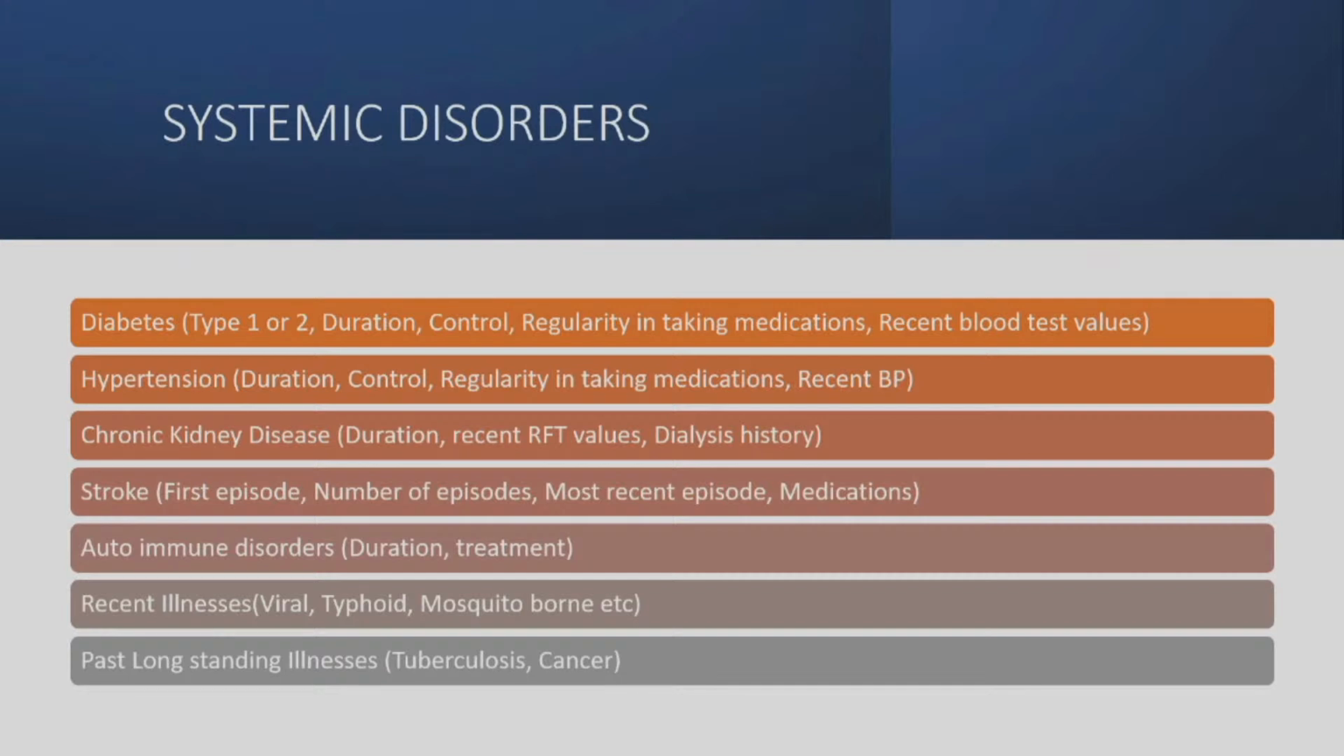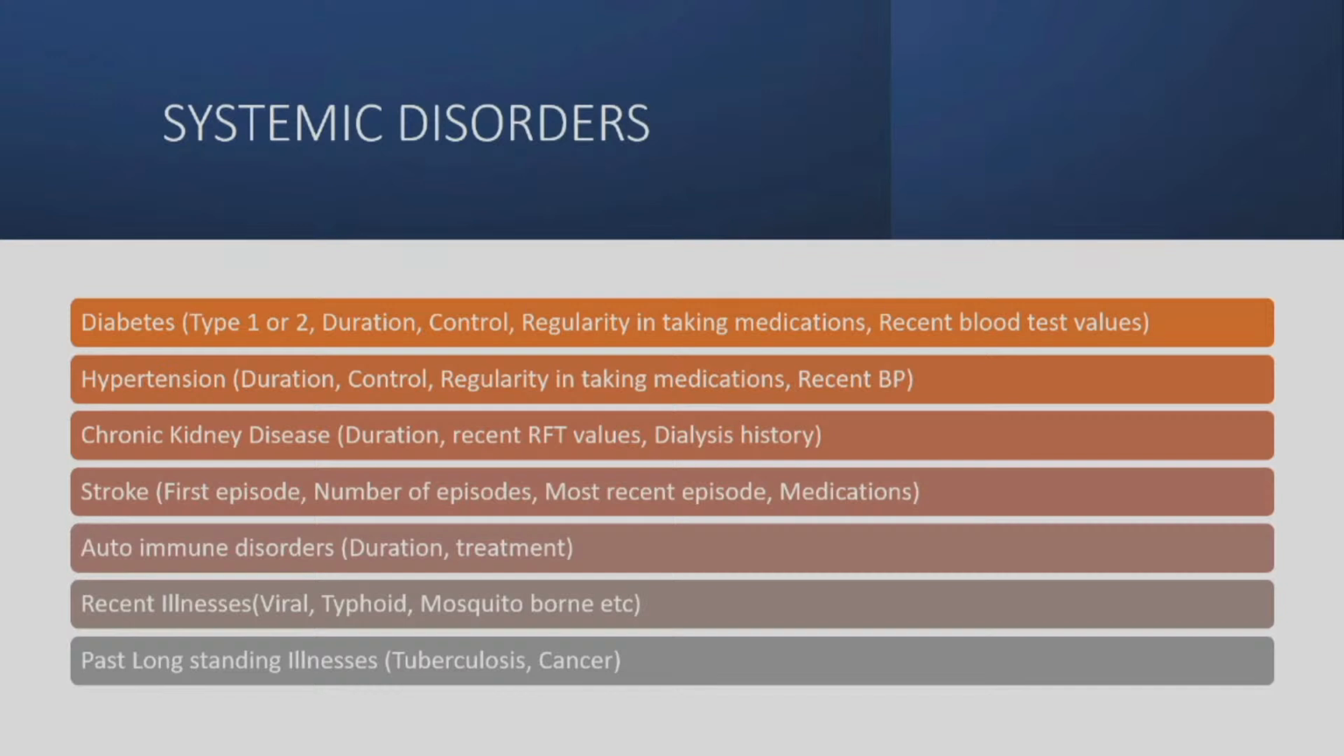Other common illnesses are typhoid and mosquito-borne diseases, which can also cause some retinitis and uveitis. And the final thing is past long-standing illnesses. The two most common things are tuberculosis, because 90% of uveitis, at least in the Indian population, has tuberculosis. Tuberculosis is a very vital disease history you have to elicit.